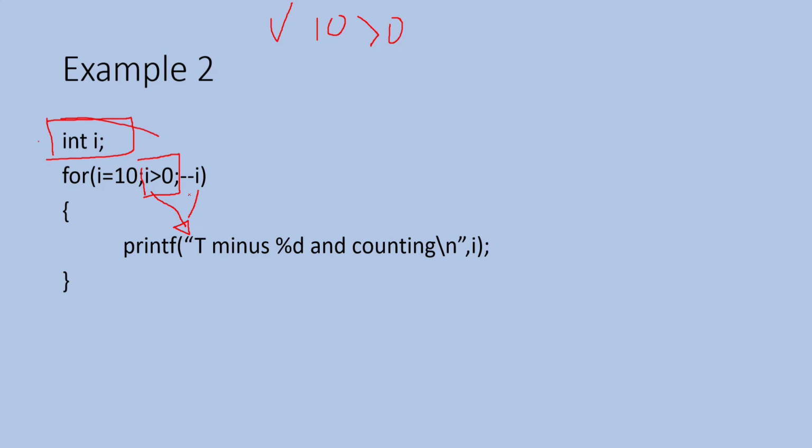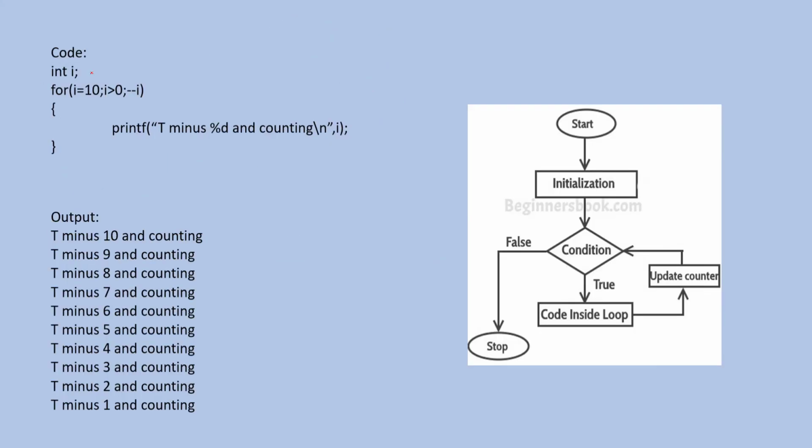It's going to come back up here, subtract 1 from 10. It's going to be 9, larger than 0. It's going to print out t minus 9 and counting. Same thing, t minus 8 and counting, and you get the idea. So it's going to look something like this. So here's the code, right here, and this is the output. It's going to be t minus 10 and counting for the first one. Subtract 1, then it's going to be t minus 9 and counting, 8, 7, 6, 5, 4, 3, 2, 1. So this is what it pretty much looks like.